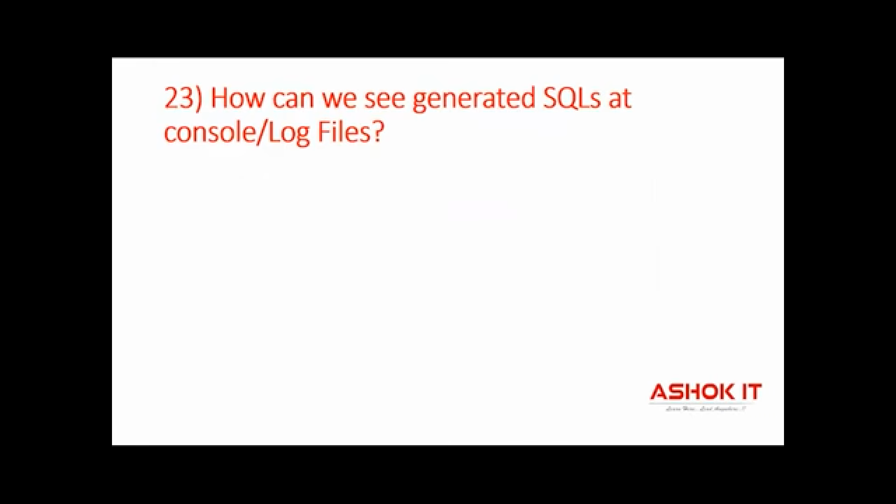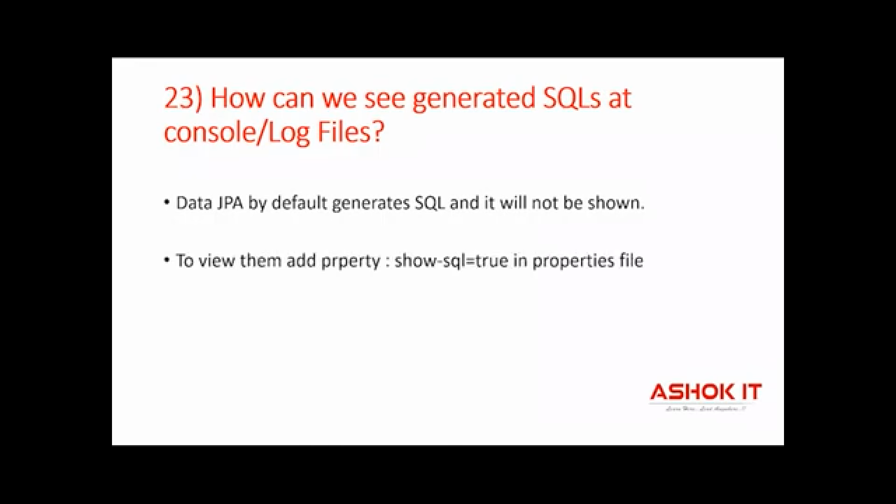How can we see generated SQLs in the console or log file? You want to see SQL queries? By default, JPA will never display generated SQL. It will generate the query, but it will not display it, because there is a property show underscore SQL. We need to make it true. The full key will be spring.jpa.show-sql equals true. Of course, you can use underscore also. The default value is false and we need to make it true.